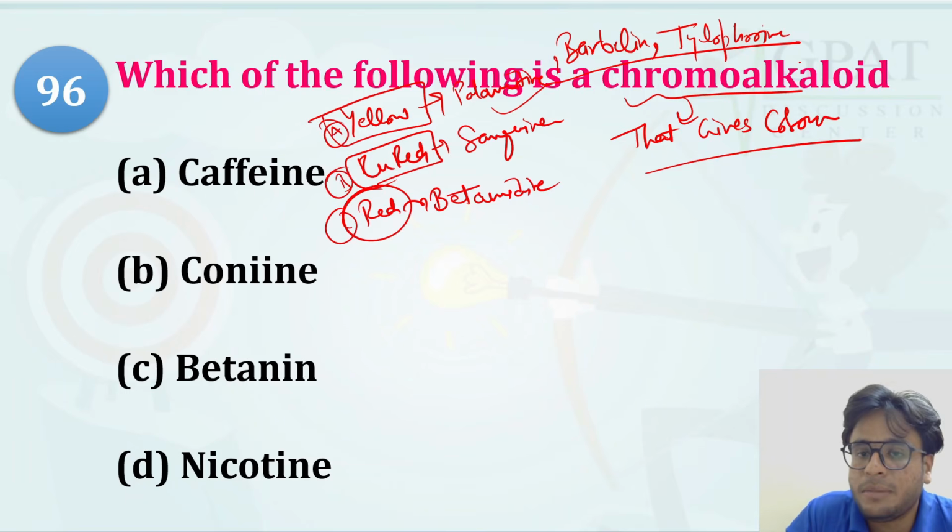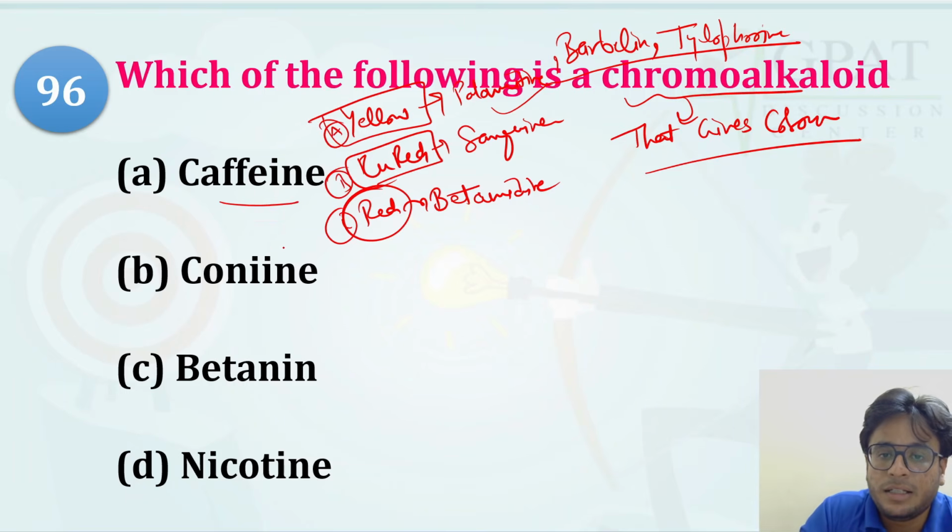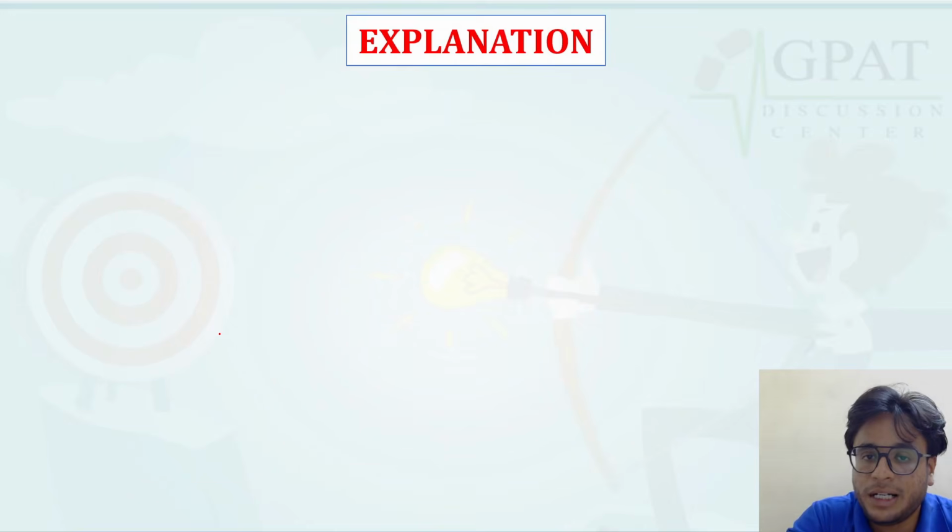So they are mainly asking about the chromoalkaloid: the caffeine, the coniine, or what? The betaine and the nicotine. Yes, betaine is going to be the answer. So C is going to be the correct answer.